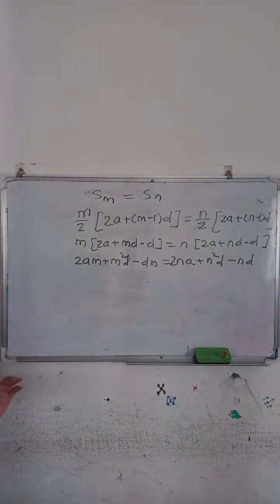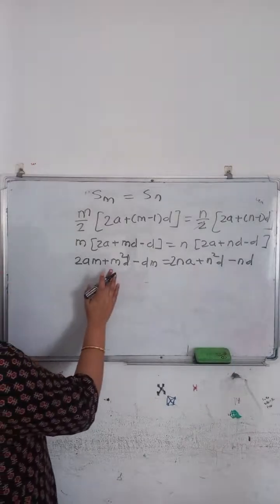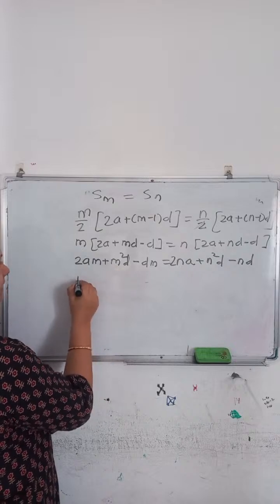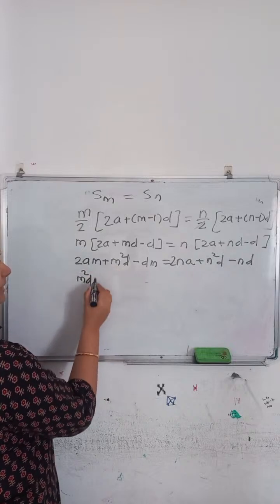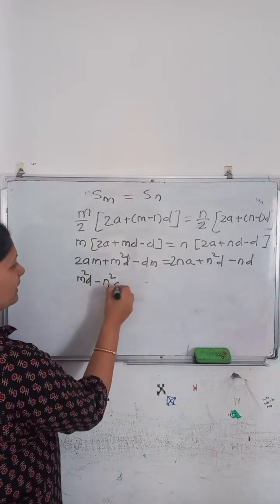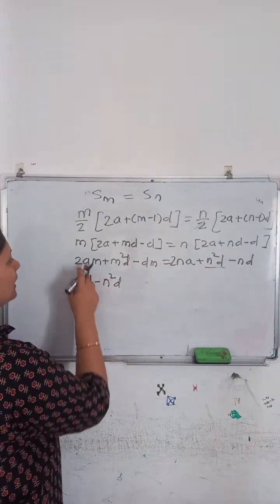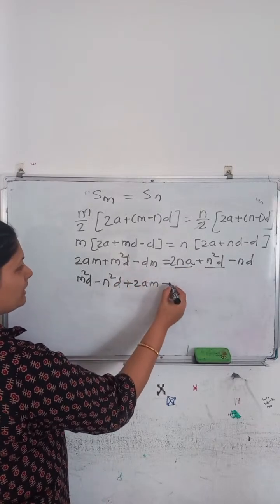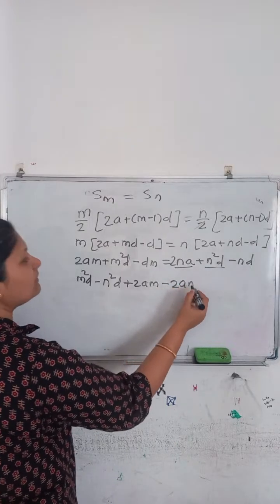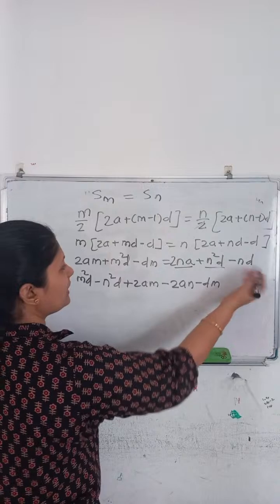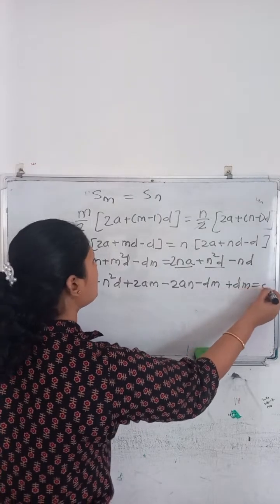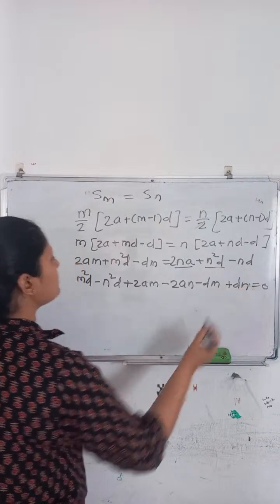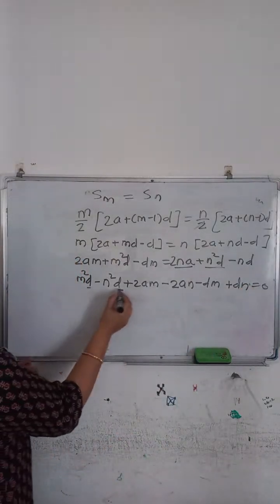These all questions came in the sample paper and some previous year's question paper. That's why I am taking all these numericals. So now what we can do here, I will write m square d, and this n square d I will transpose over here. Now I will write here twice am and I will transpose this 2na, that is minus 2an, then minus dm is here only and this will come here, plus dn is equal to 0.